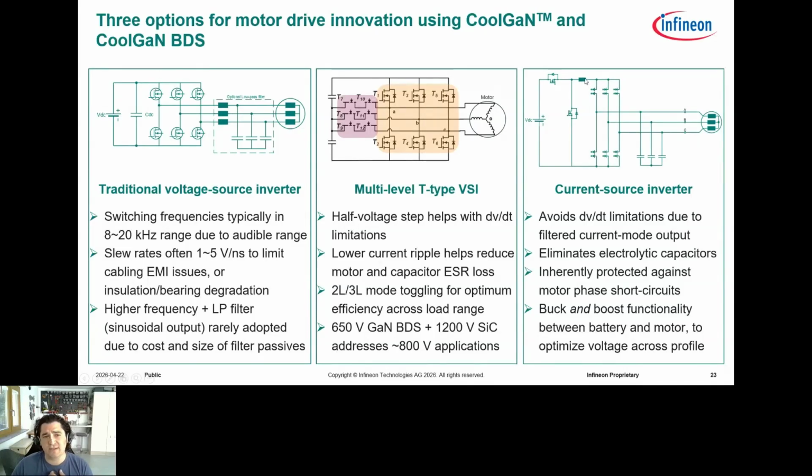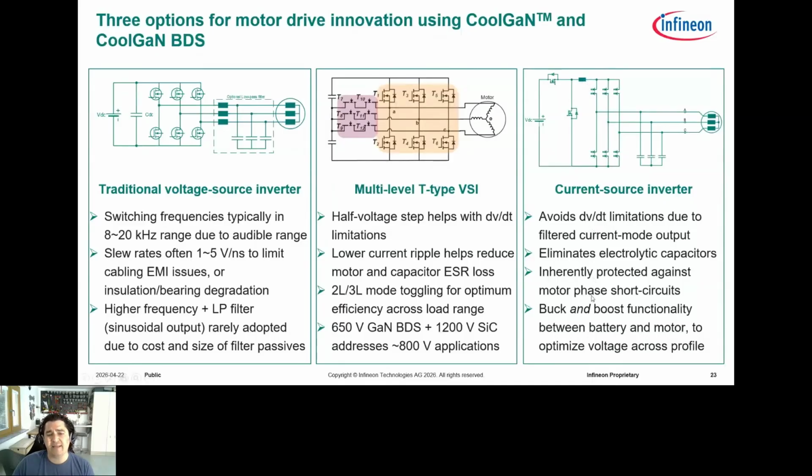Now, I just mentioned that people don't use this filtered sine wave output VSI because of the inductors. But keep in mind here, we're talking about only one inductor, not 3. And we're talking about eliminating the electrolytic capacitors of the bulk. That's very nice. It's very, very helpful. It offsets that cost and size of the inductor.